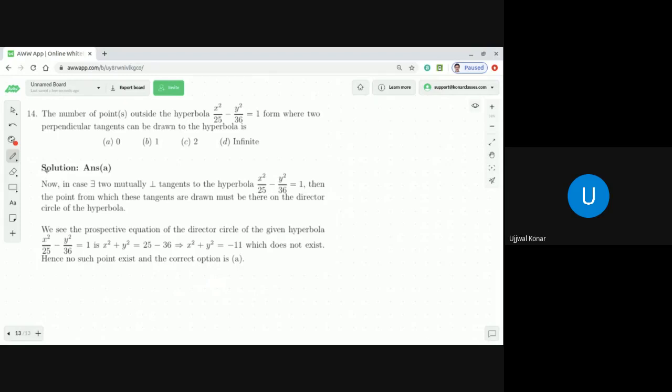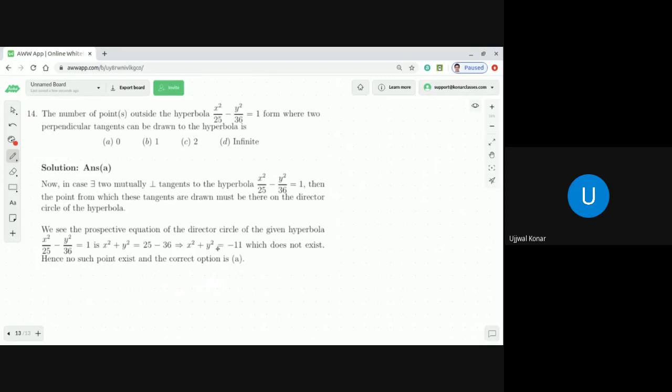In case there exist two mutually perpendicular tangents to the hyperbola x square by 25 minus y square by 36 equal to 1, then the point from which these tangents are drawn must be there on the director circle of the hyperbola, correct or not? If you recall the relevant theory. Now we see that the equation of the director circle of the given hyperbola is obviously x square plus y square equal to 25 minus 36, that is x square plus y square equal to minus 11, which does not exist.